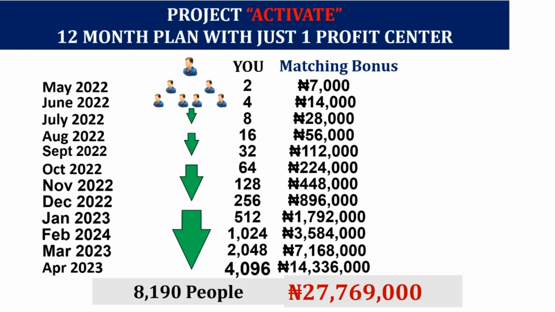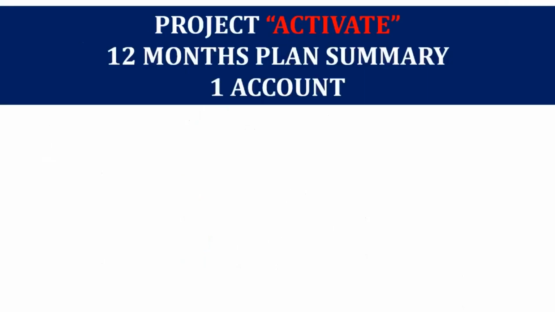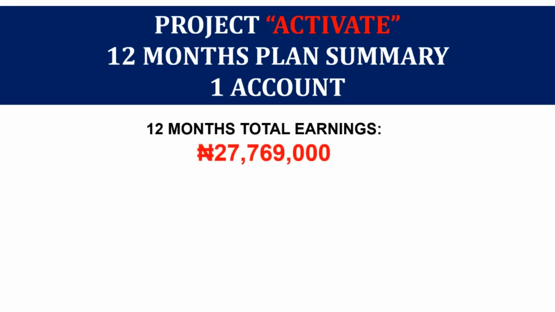Ladies and gentlemen, let me quickly show us the summary and then we round up. If you decide to engage in the project Activate, the 12-month plan summary with one account is on the screen. In 12 months, it has been proved that you will accumulate 27,769,000 naira in 12 months.